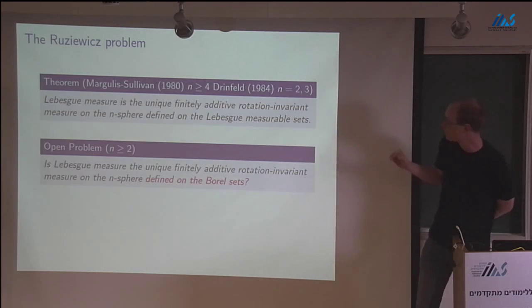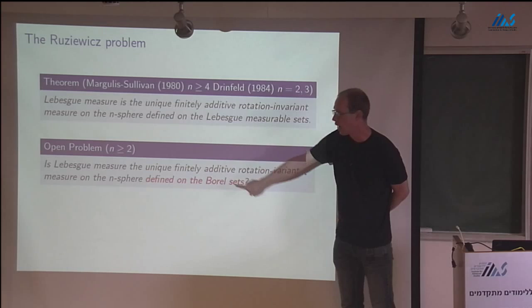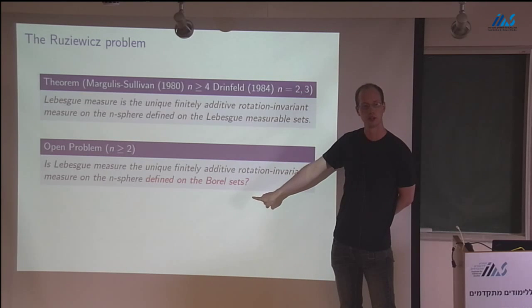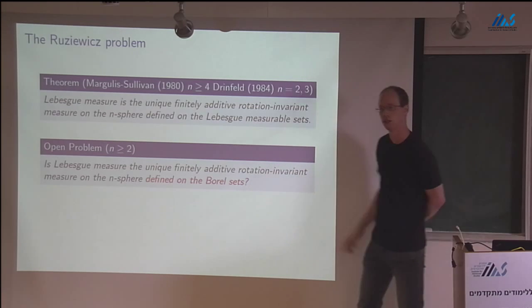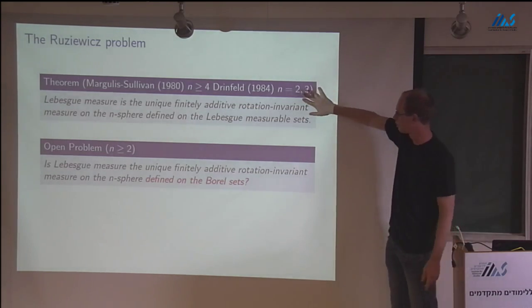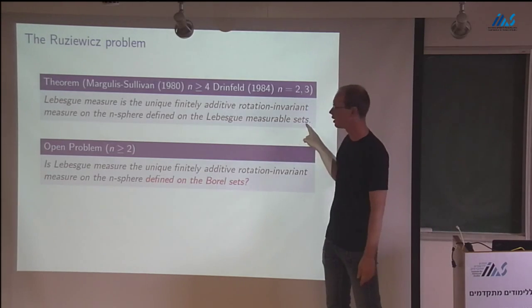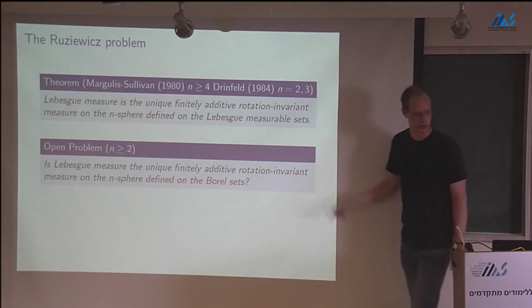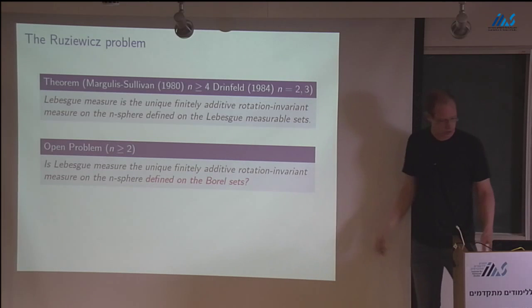And so the strengthening where you say, I'm only going to assume my measures are defined on Borel sets remains an open problem. So I think this would be a very nice strengthening of the theorem. You're getting rid of the only slightly unnatural piece that they're assuming. You're not begging the question as much.